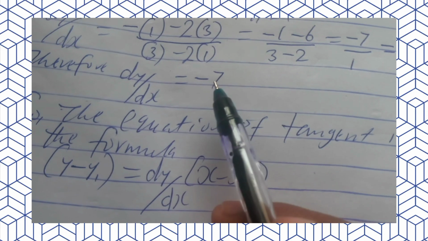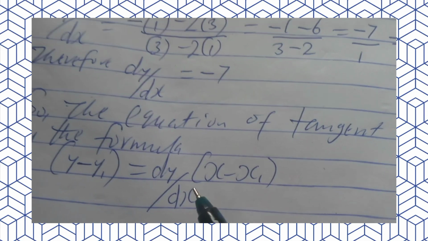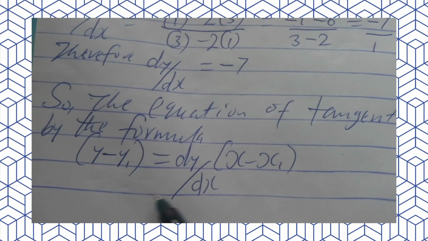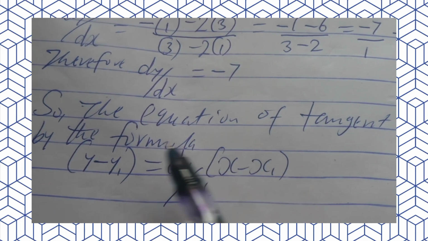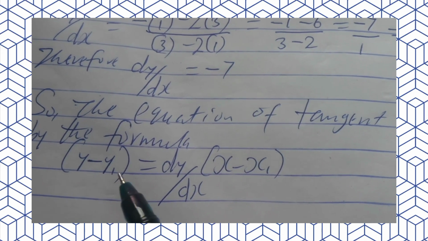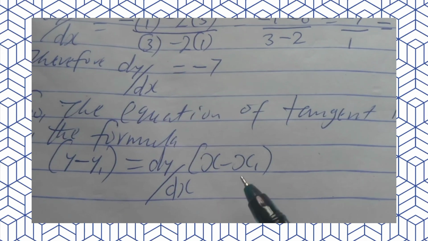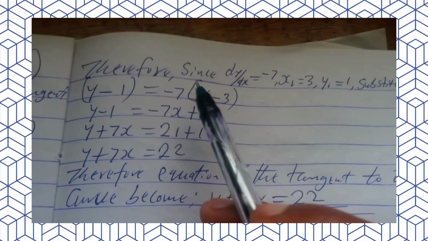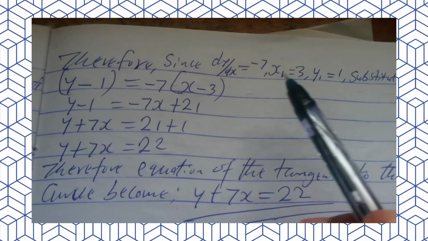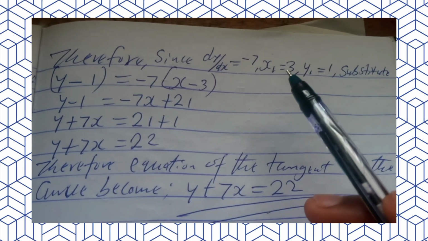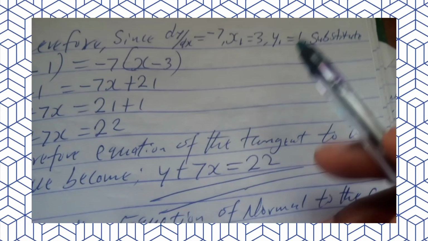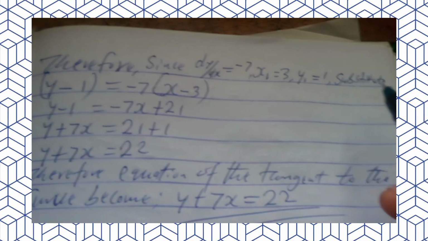So we substitute the value of dy/dx as minus 7 in our equation of the tangent and the normal of the curve. The equation of the tangent to the curve is given as y minus y1 equals dy/dx times x minus x1. Since dy/dx is minus 7, our x1 is 3 and our y1 is 1, based on the point they gave us, (3, 1). So now we substitute the values.